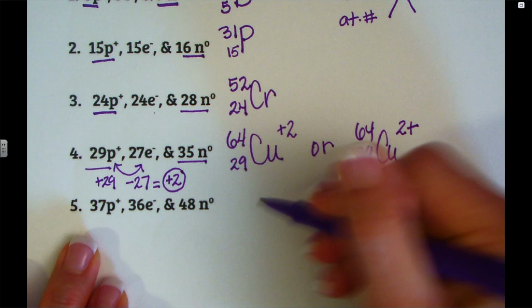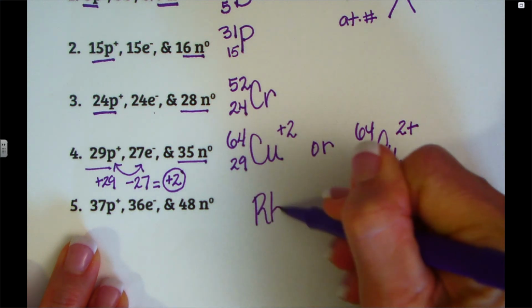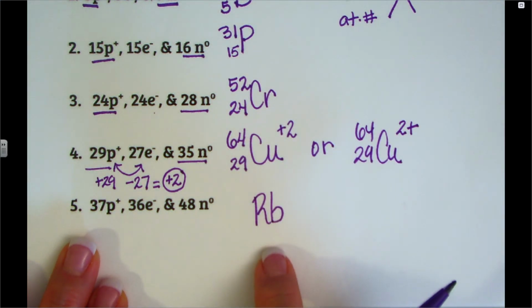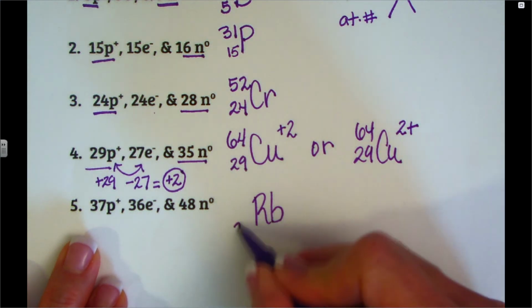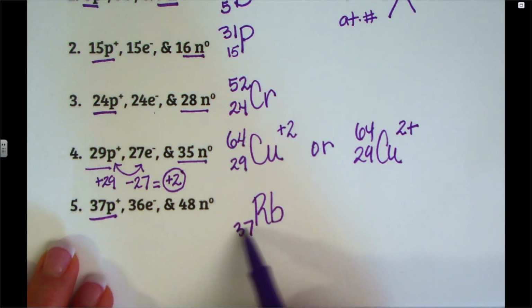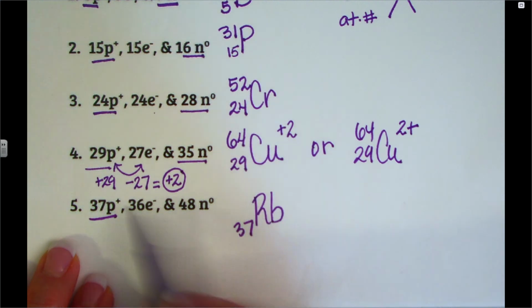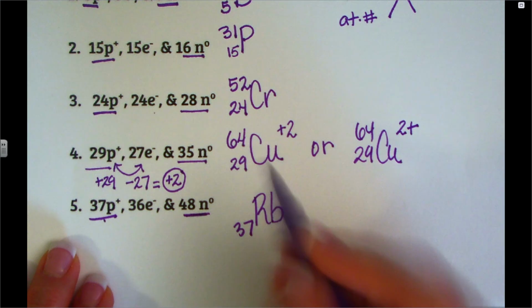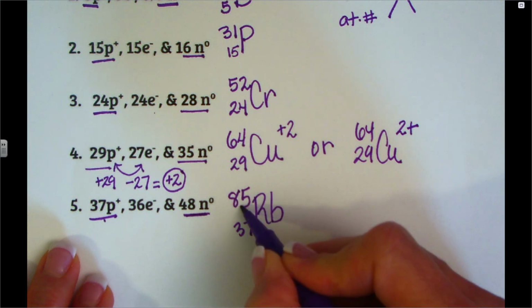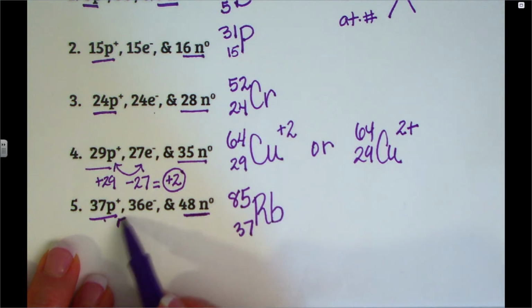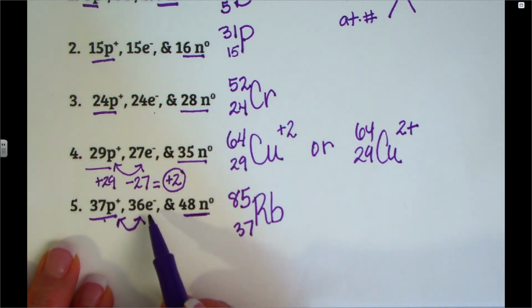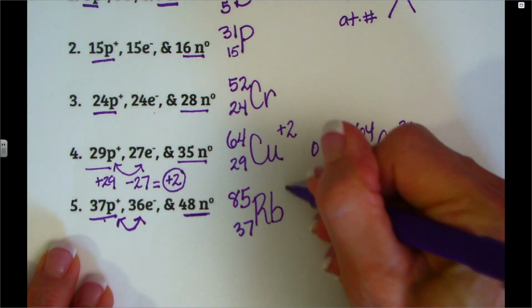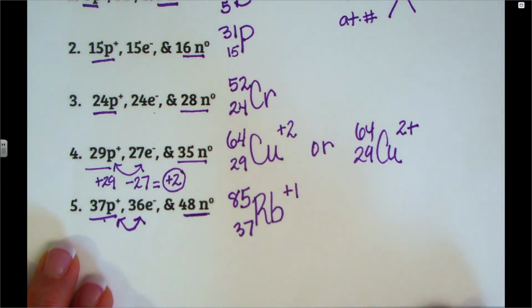37 protons. Again, we did rubidium's hyphen notation a while ago, so we know it's rubidium. We're going to put the atomic number down bottom, 37. The atomic number always goes down bottom. The top number is your protons added to your neutrons, so add your 37 to your 48, and that gives you 85. And now again, compare your protons to your electrons. This has 37 protons and 36 electrons. So it's actually lost 1 electron, which means it has a positive 1 charge.